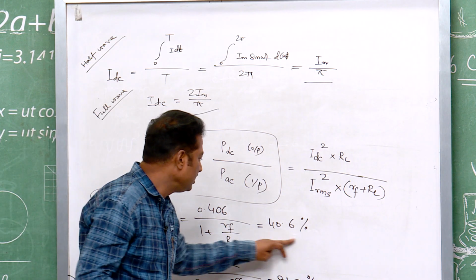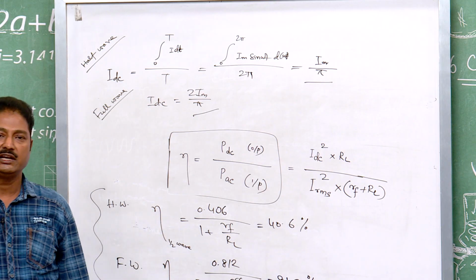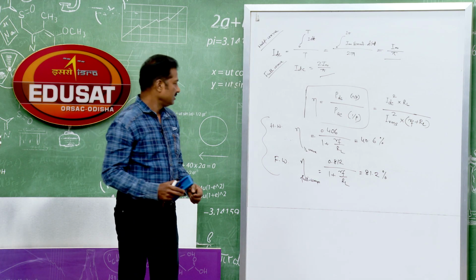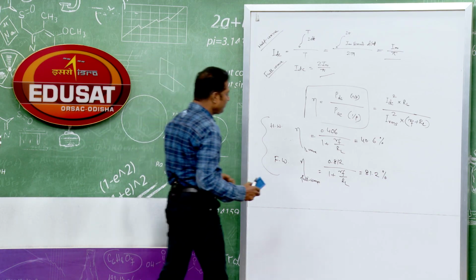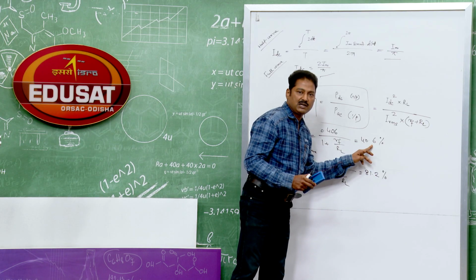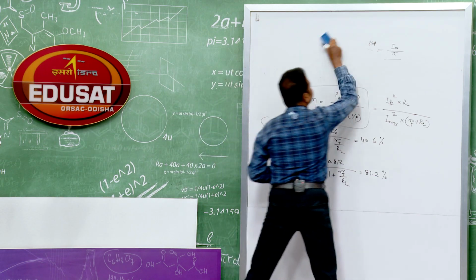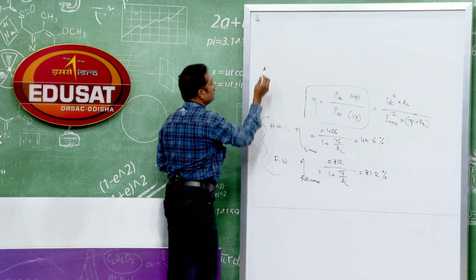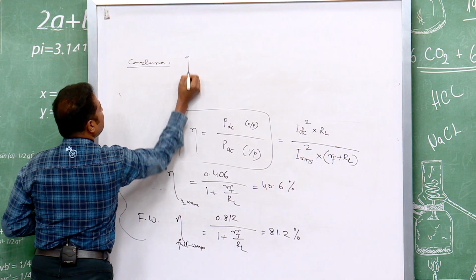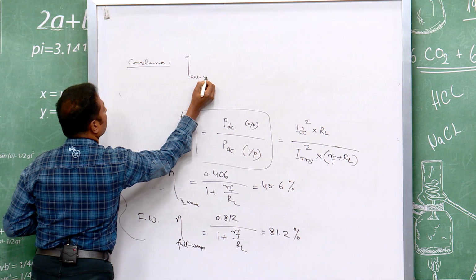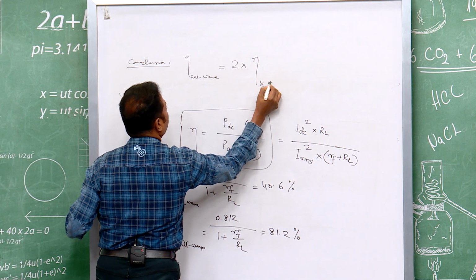You now compare two efficiencies. For half wave, it is 40.6%. For full wave, it is 81.2%. That means, full wave is better. The efficiency of the full wave rectifier is better. I was talking initially that full wave rectifier is better than the half wave rectifier, and the conclusion I can write: efficiency of full wave equal to 2 into efficiency of half wave.